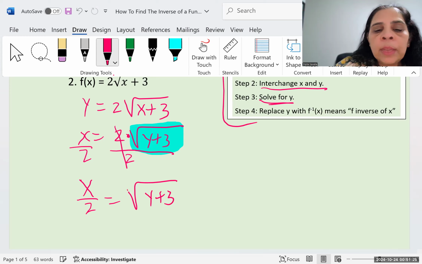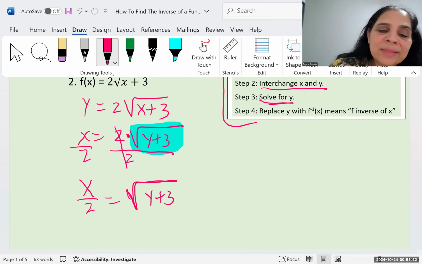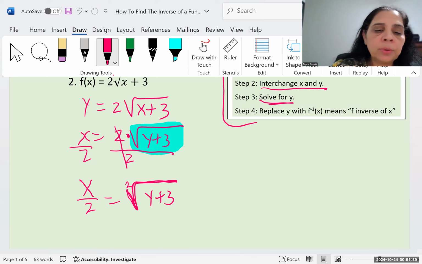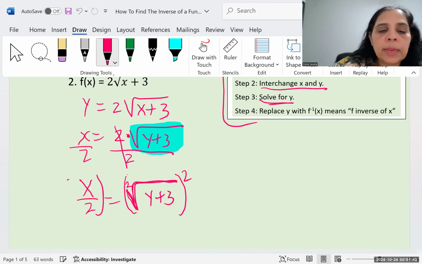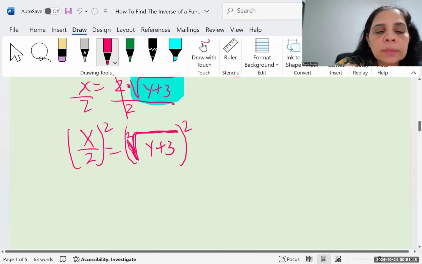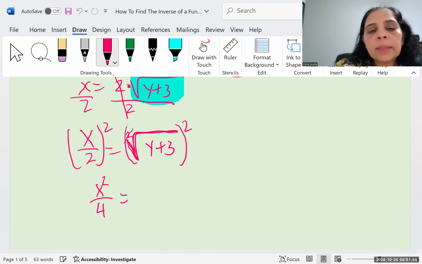Now how can we remove the square root? We need to do the inverse operation, or you can say the opposite operation. Here is the square root, and my index is 2. Whatever the root, that many power we need to do. So we have to square both sides. The square of x over 2 is x squared over 4, equals, the square and square root cancel, leaving y plus 3.